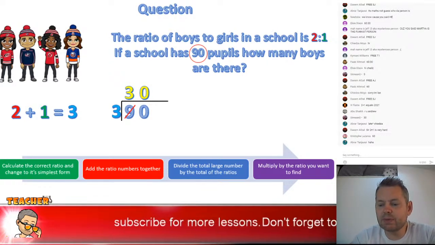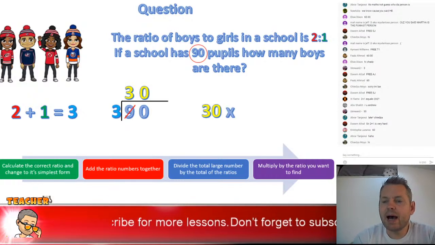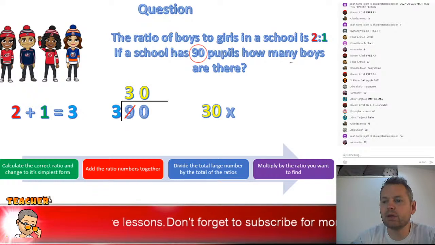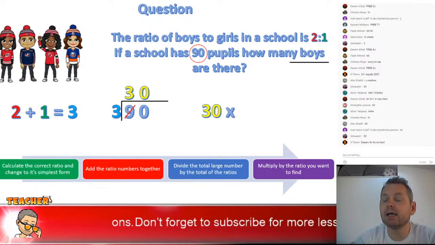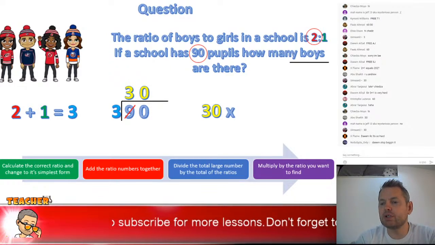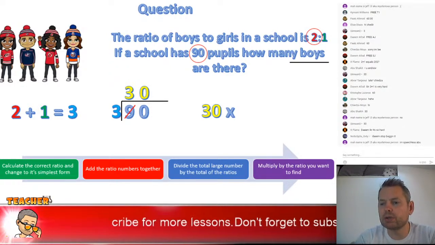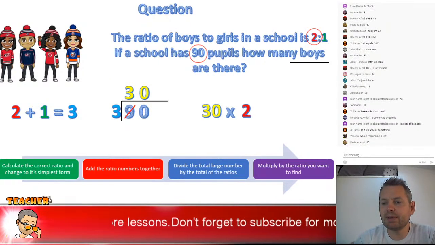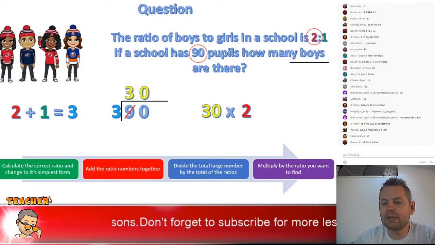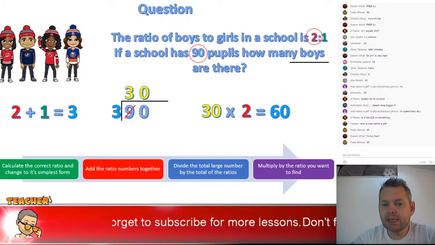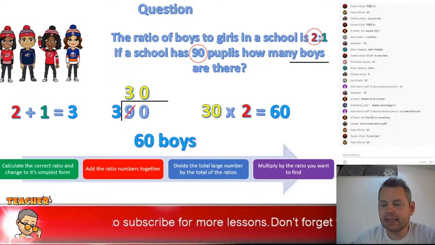And then the last step is we're going to use this 30 and we're going to multiply it by the number that we are looking at. In this case, we are looking at how many boys there are in the school. So we look at boys and we're looking at the 2, because we know there are 2 boys for every 1 girl. So boys are 2 to 1. We multiply our 30 by 2, and 30 by 2 gives us 60, which means that we have 60 boys.